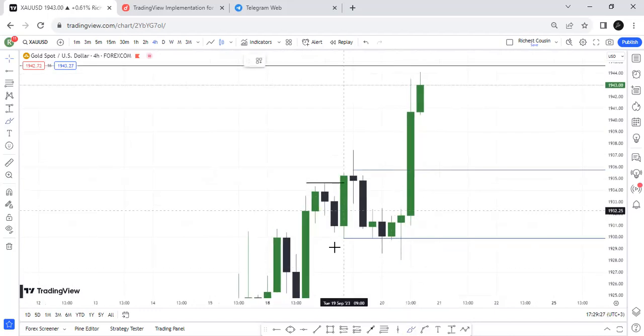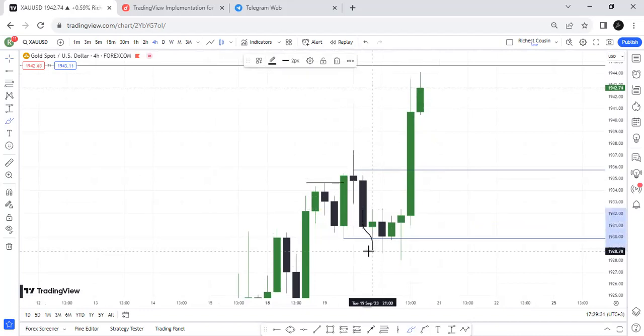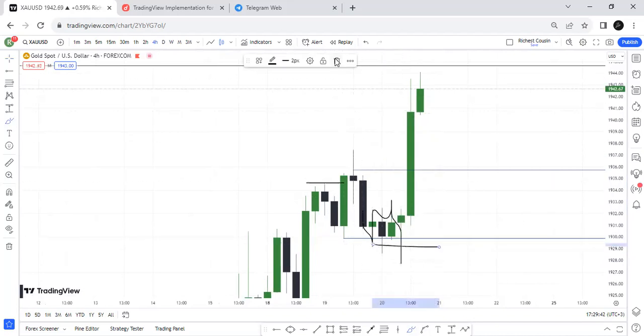Now look how price was reacting on this level. I said when price validates, you wait for it to give you a new area of validation, a new area of structure, then you use that structure to your advantage. But see how price was reacting around this level.